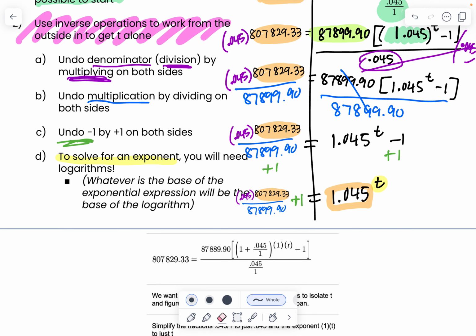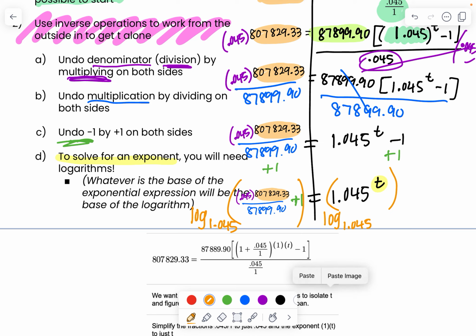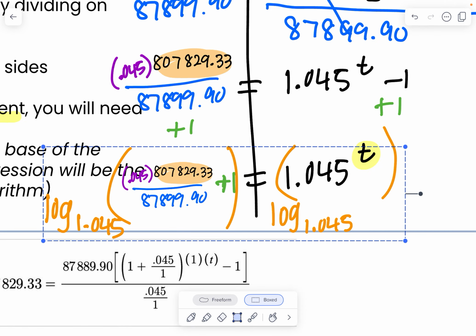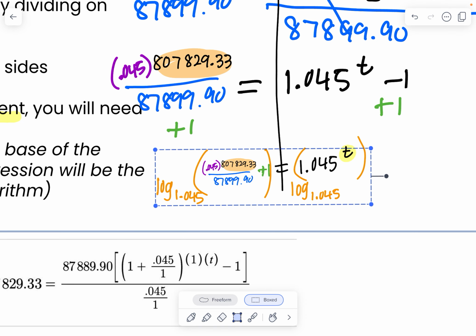So if my base is 1.045, which everyone's is, we're going to need to take the log of 1.045 on both sides. So this means I'm going to take the log base 1.045 on the left, and for all of this stuff on the right, I'm going to have to take the log base 1.045 on the right. Just reminding you of what that kind of looks like. Let me make this work a little bit smaller and move it over.